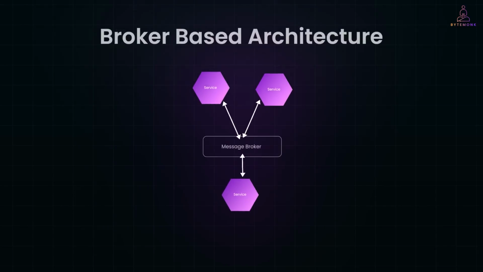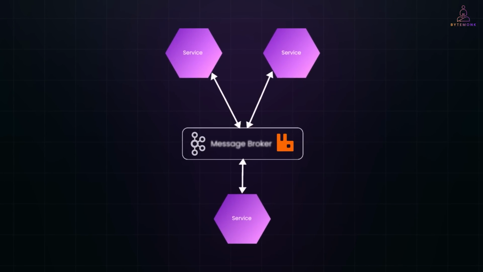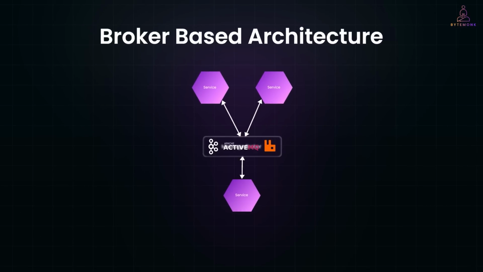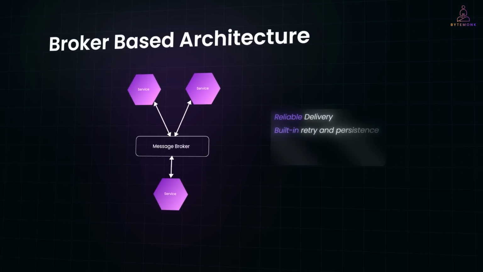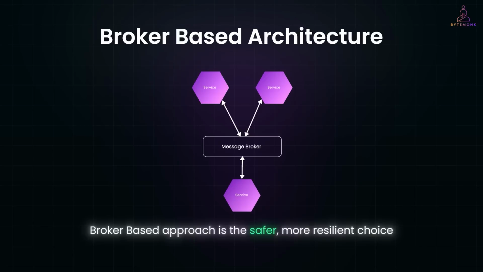On the other hand, with a broker-based architecture, you introduce a dedicated message broker like RabbitMQ, Kafka, or ActiveMQ. This adds a layer between services but gives you so much more in return. For example, reliable delivery, built-in retry and persistence, loose coupling because services don't need to know who they are talking to, and you get better availability since the broker can queue messages even if the receiver is temporarily down. And yes, it does add some operational overhead, but for most real-world systems, especially at scale, a broker-based approach is the safer, more resilient choice. And that's why it's the go-to architecture for enterprise applications.